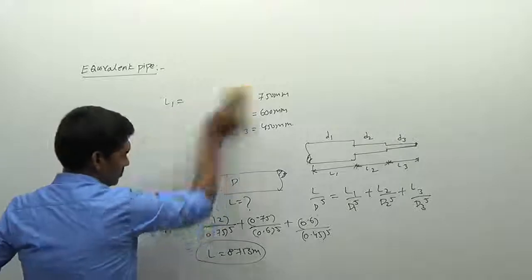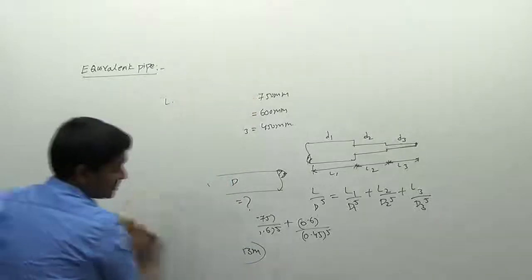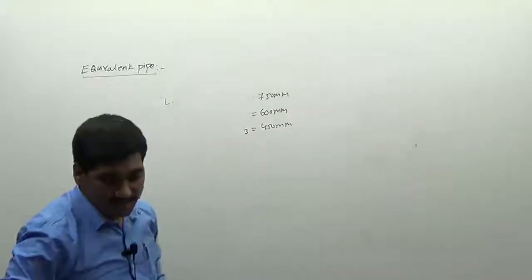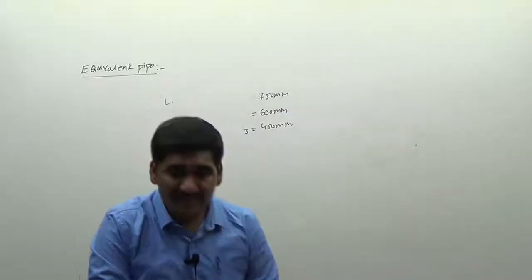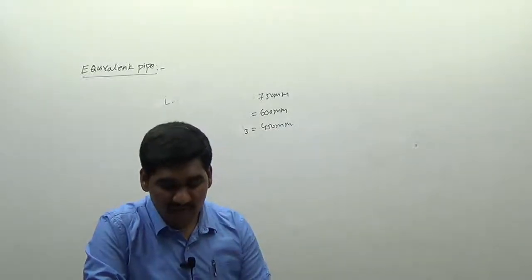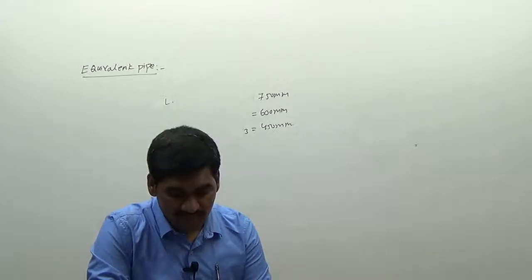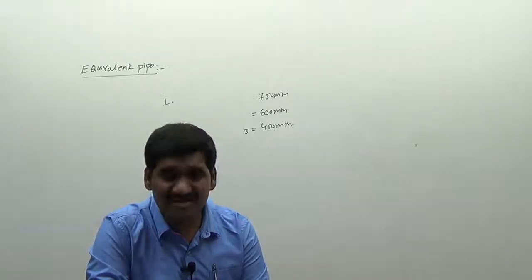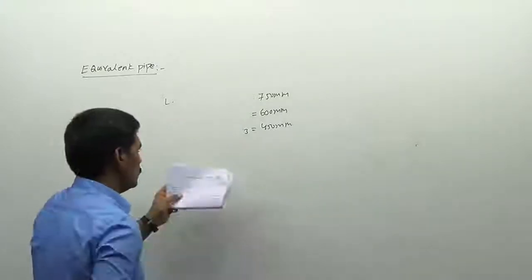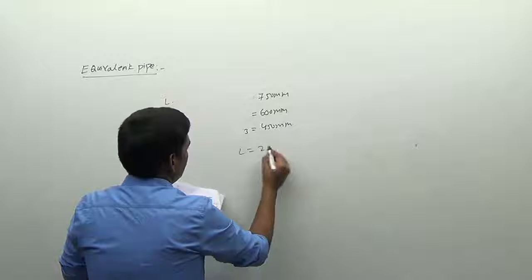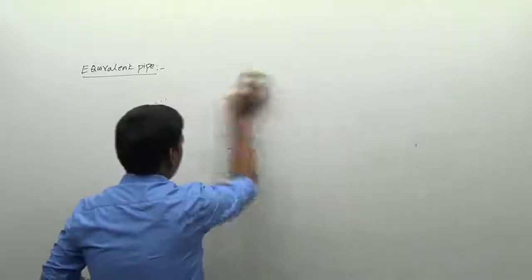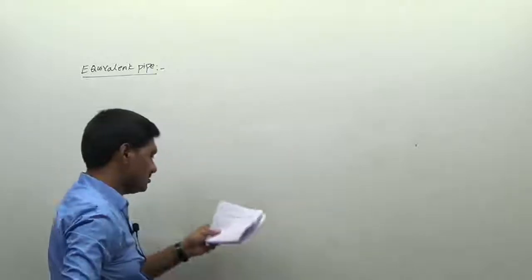Let's go for the next case, the second case. In this case, we have to determine the equivalent diameter of the pipe, such that the length of the equivalent pipe is given to us. The length is equal to 2550, approximately 2500 here. You can get the same relation.